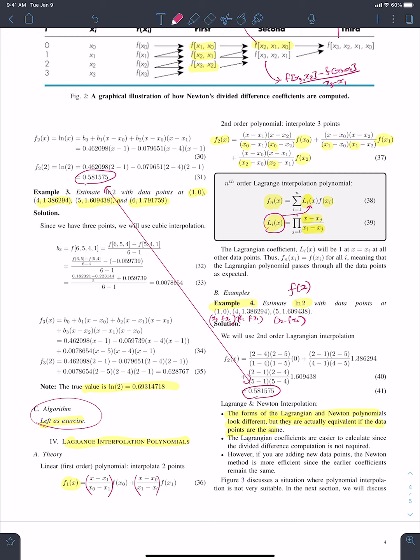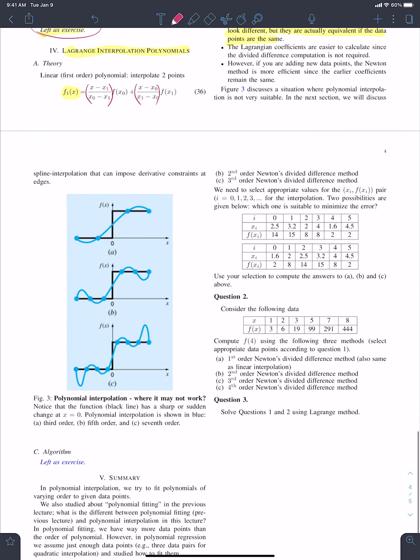The Lagrange coefficients are easier to calculate since the divided difference computation is not required. Yes, definitely Lagrange is easier to compute because it's just a formula. One drawback of the Lagrange method is that the Newton method can be computed incrementally. If you get a new point all of a sudden, computing the new interpolation coefficient is easy, whereas with Lagrange, you have to implement everything again. So that's a small catch. Other than that, these two are the same methods.